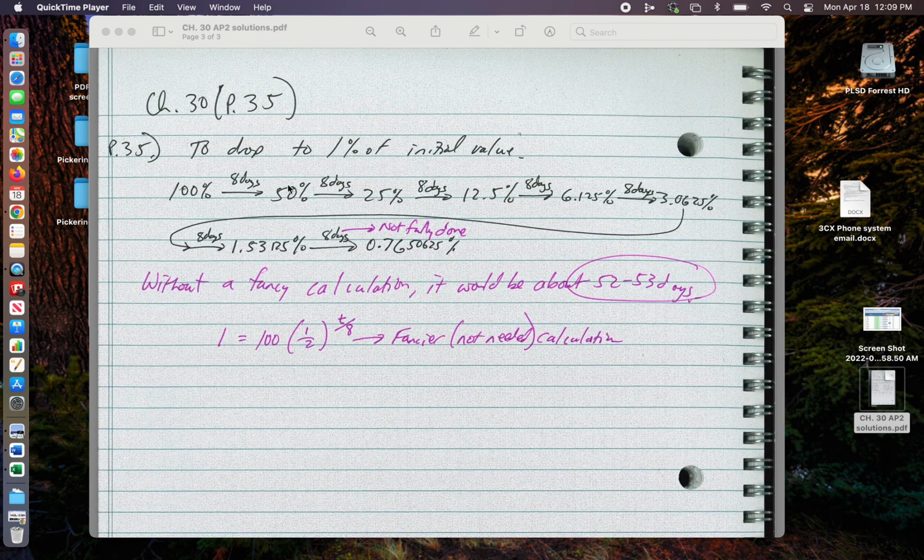Last one, I estimated, so I don't think you're going to have to use the fancy formula in the book, but to drop to about 1% of initial value, I literally just went down half-life by half-life by half-life. Each half-life was 8 days, so 8, 8, 8, 8, 8, 8, 8. And then here, I'm between 1.53 and 0.76. You might split the difference, but you lose a greater part in the first part of the half-life. Because if you think about the curves, they're getting less and less steep. So even though 1% is closer to 0.76 than 1.53, it would be kind of close to halfway in between 48 days and 56 days.